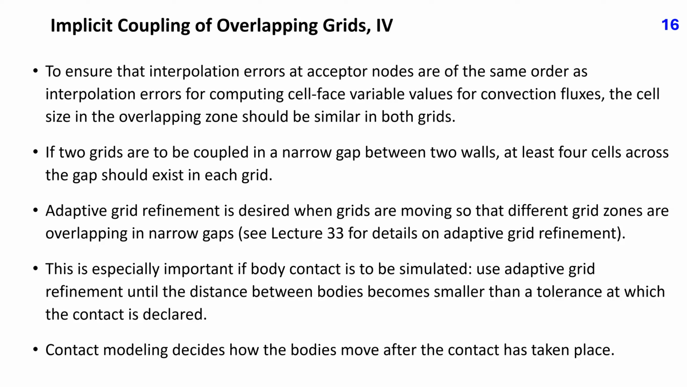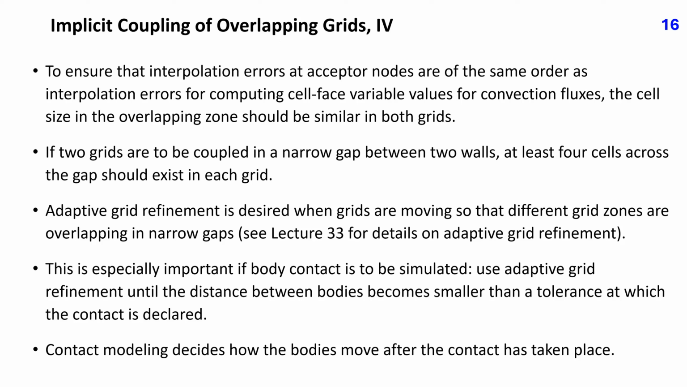To ensure that interpolation errors at acceptor nodes are of the same order as interpolation errors for computing cell face variable values for convection fluxes, the cell size in the overlapping zone should be similar in both grids. If two grids are to be coupled in a narrow gap between two walls, at least 4 cells across the gap should exist in each grid.